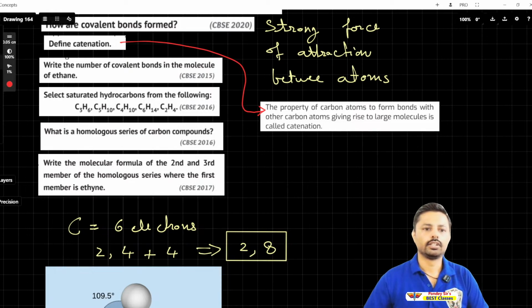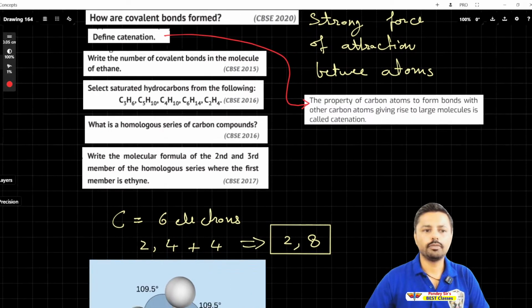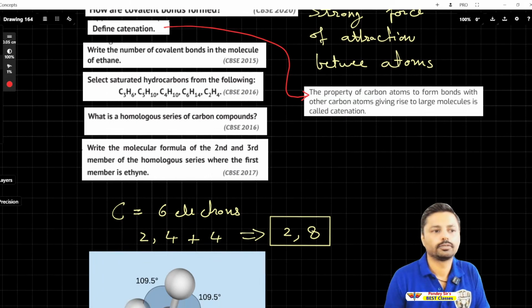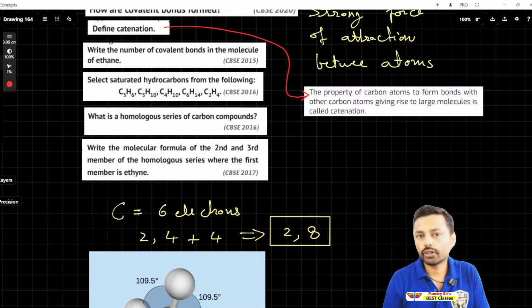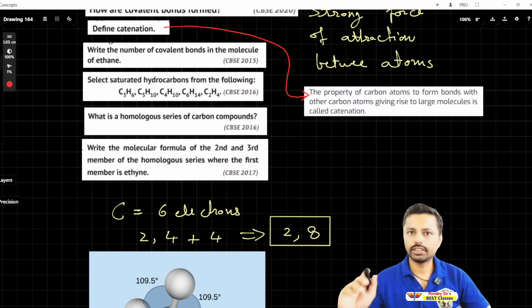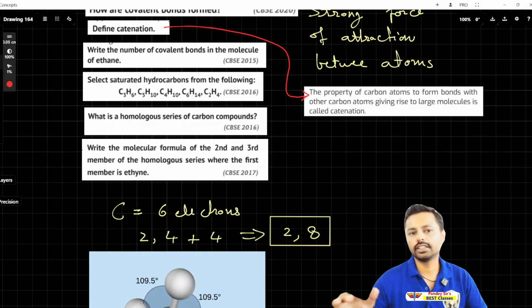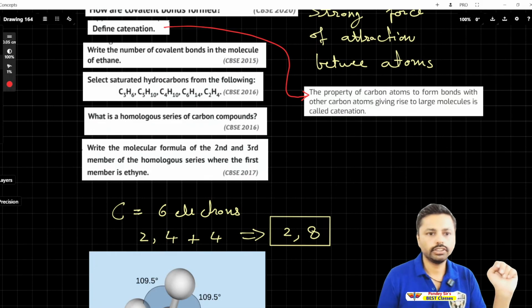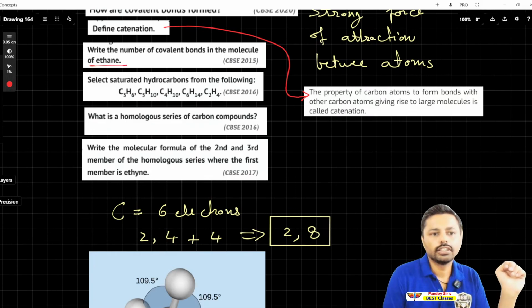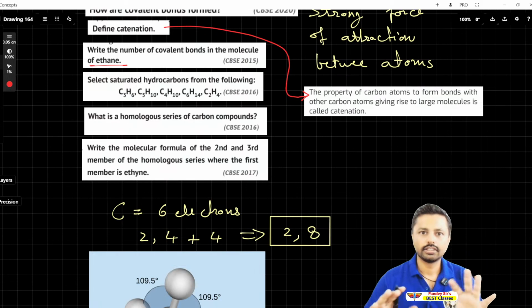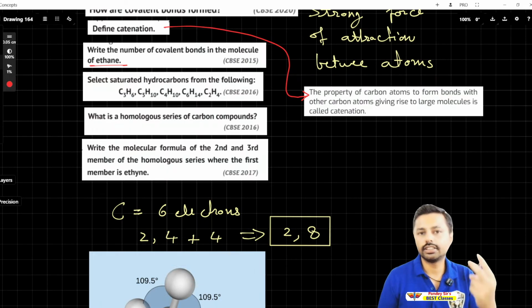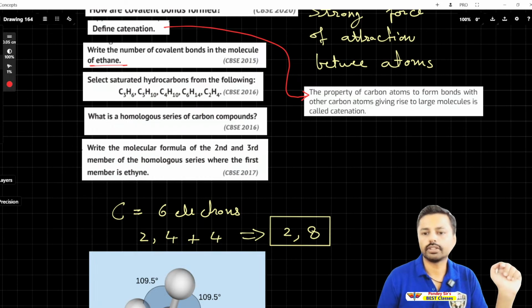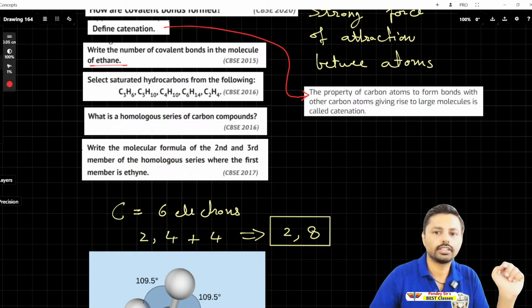Okay. Write the number of covalent bonds in the molecule of ethane. Do you know what ethane is? Or do you know what a saturated carbon or hydrocarbon is? So let's first understand. Before telling what this carbon is and the introduction, I will tell this answer first. So ethane, can you say the ethane's molecular formula? How many carbon and how many hydrogen? It's the second member, so it has 2 carbons.